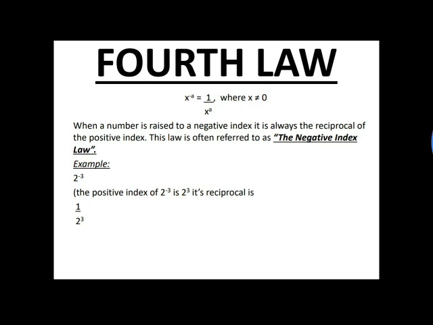The fourth law: when a number is raised to a negative index, it is always the reciprocal of the positive index. This law is often referred to as the negative index law. The example stated here is 2 raised to the power of minus 3. And in this example, you know that the index is negative. The positive index of 2 raised to power minus 3 is 2 raised to power 3, and the reciprocal of 2 raised to power 3 is 1 over 2 raised to power 3.